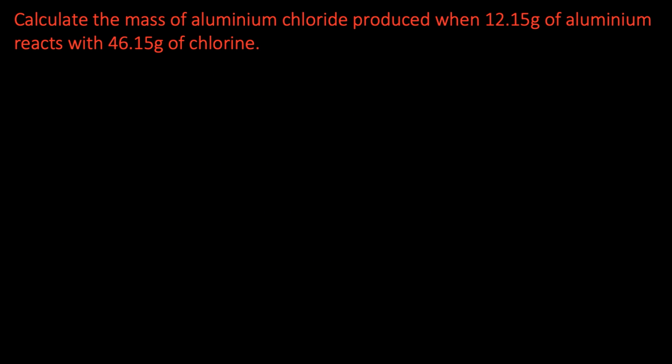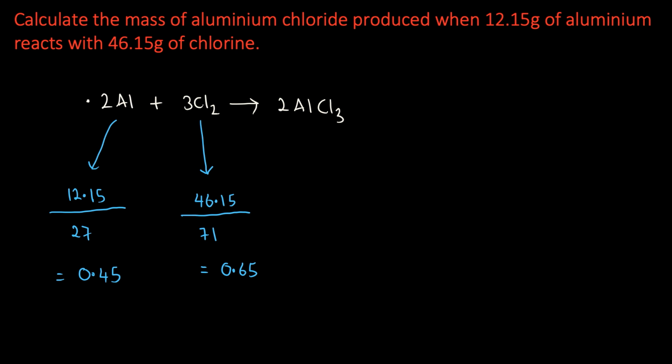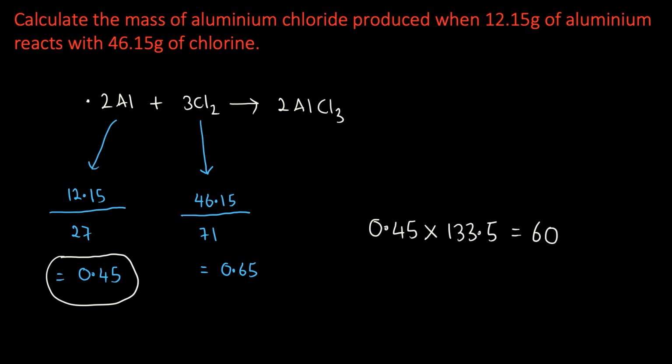Again, write down the balanced equation, which is 2Al plus 3Cl2, giving us 2AlCl3. Calculate the moles of the reactants. We can see that aluminium is the limiting reactant, so the moles of the product is also 0.45 moles, since it's a 1-to-1 ratio. Multiply this by the Mr, which is 133.5, and the answer is 60.1 grams.